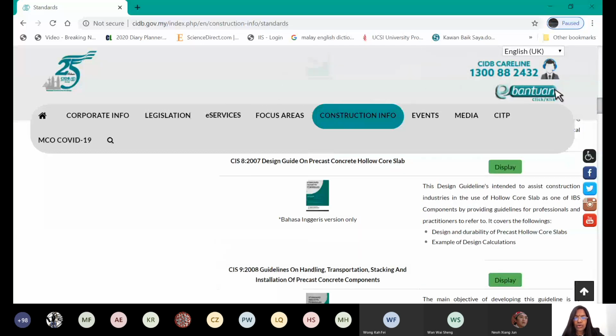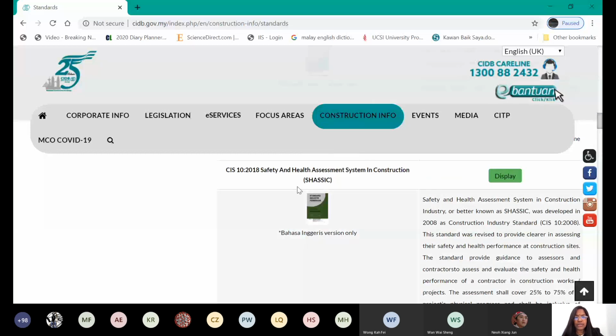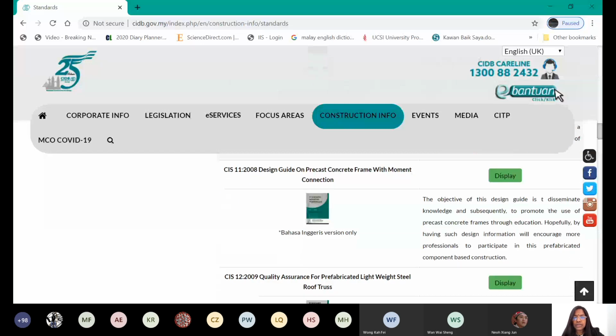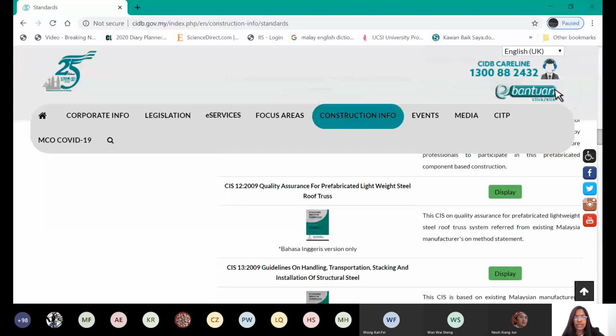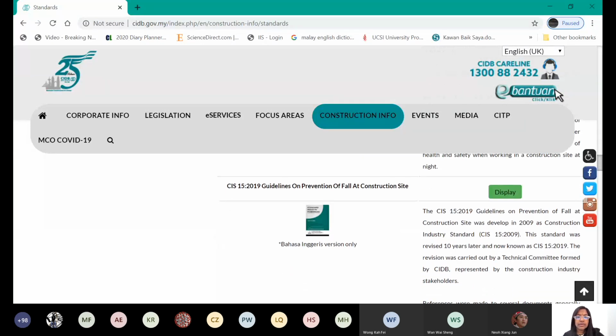Let me go to our own formwork. You read later. Safety is also there, and working at night. What are the conditions? I saw an interesting one, working at night. What are the guidelines? Can you see, can you read it? Guidelines for working at night. Can you read?